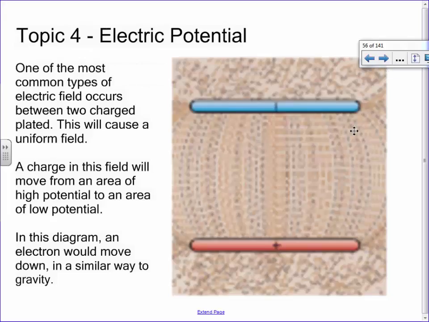Our last topic in the section is about something called electric potential. This has huge overlaps with chemistry, so I'm going to try to relate those and weave them in wherever I can find an example. I want to talk about two plates. Imagine you had one plate right here and one plate right here, and one of them was positive and one was negative.